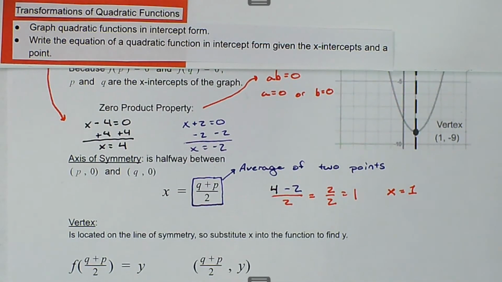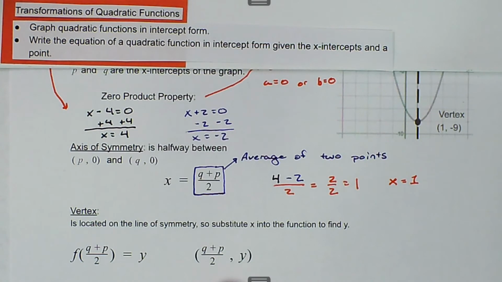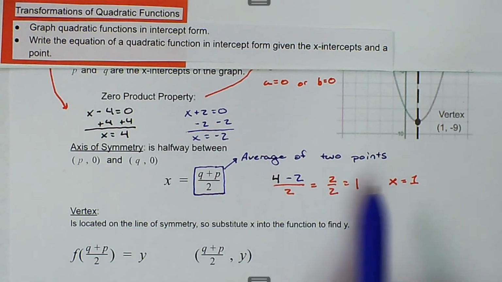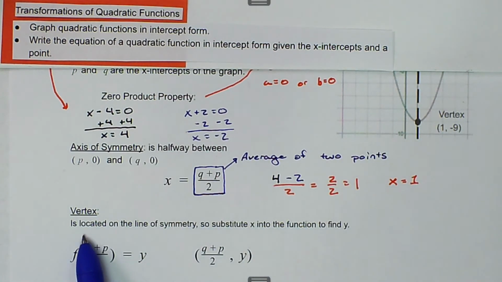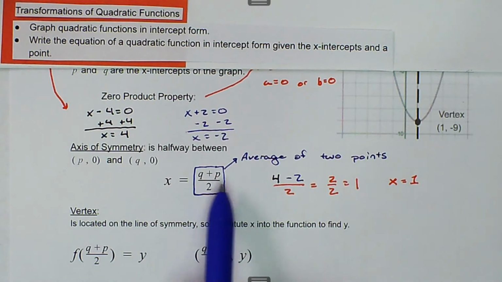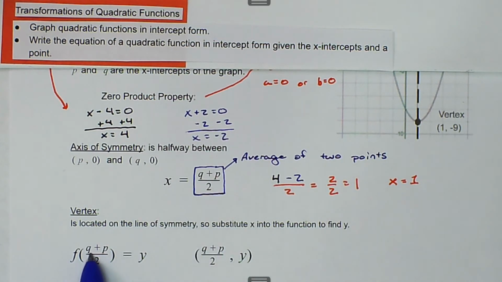And then the last thing that we can look at is the vertex. And just like before, the vertex is always located on the axis of symmetry, and we can substitute in the axis of symmetry. That is the x value right there, q plus p divided by 2. That will tell us where the y value is for our axis of symmetry.